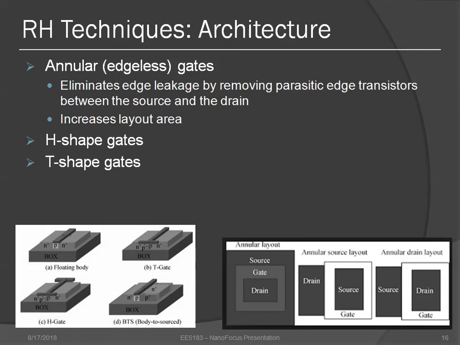Your annular rings and your H-shaped gates are two types of layout design techniques that eliminate the edge leakage by removing the parasitic edge transistors between the source and the drain. They're used to mitigate TID effects on silicon. They both require more area than the standard gate, but compared to each other, the area overhead of the annular ring is larger than that of the H-gate layout.